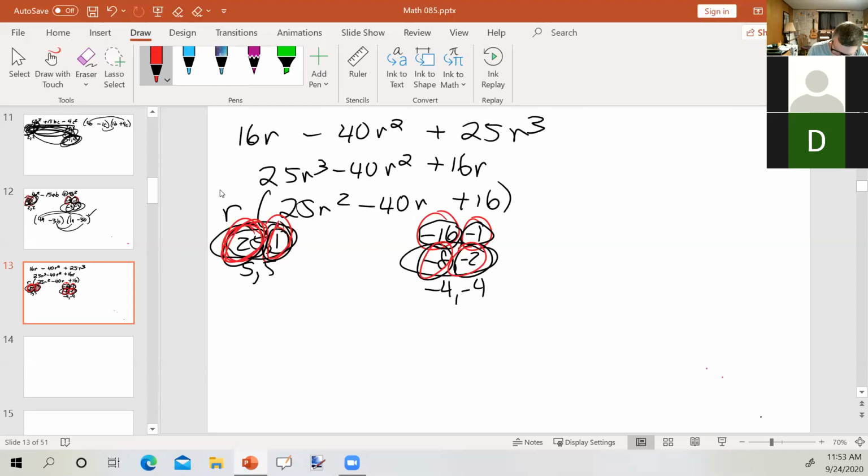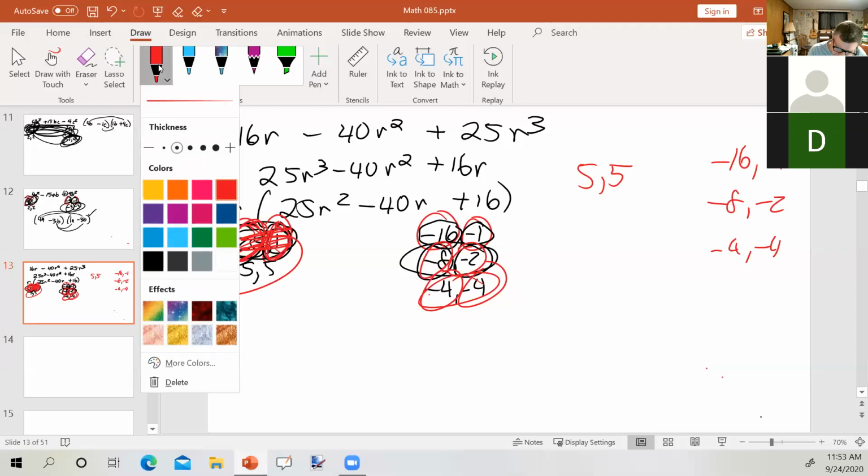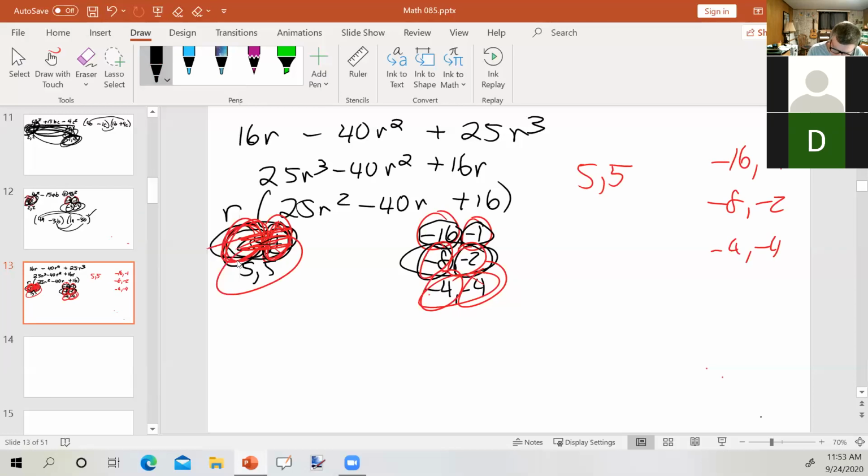Okay, let's see. 25 times negative 4 is negative 100. 1 times negative 4 is negative 4. Negative 100 plus negative 4 is negative 104. But if I switch these two around, I'm going to get the same result. So basically, the 25 and the 1 are out. Okay, so I'm going to recopy this using just the 5 and the 5, because we've already determined that the 25 and the 1 don't work.